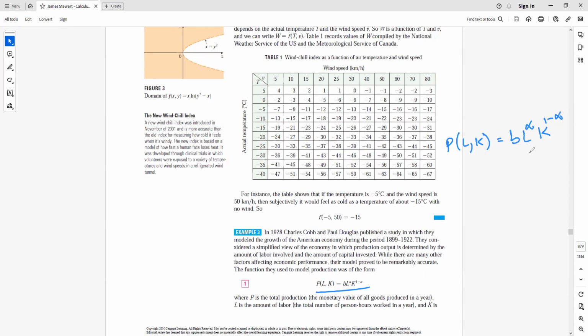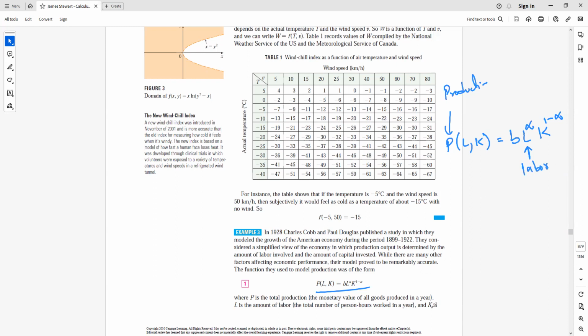B, where B is a coefficient. Okay, so P is the total production. This is the total production. And L is the amount of labor.